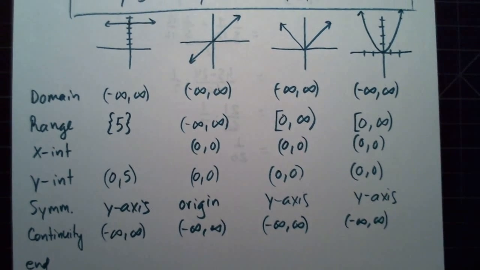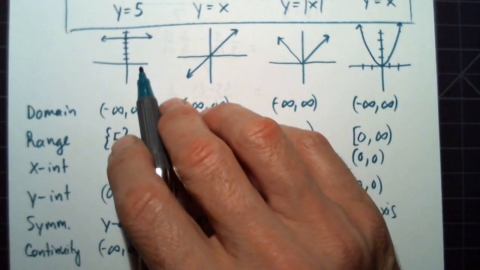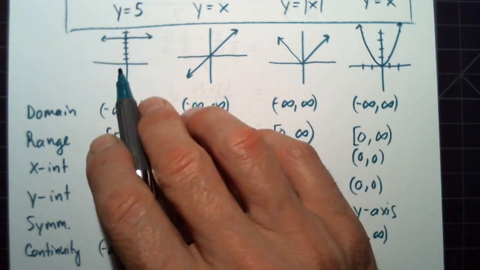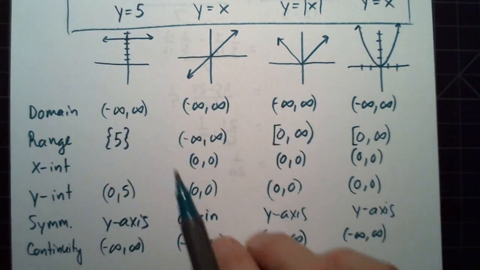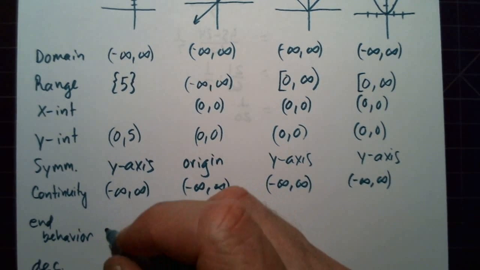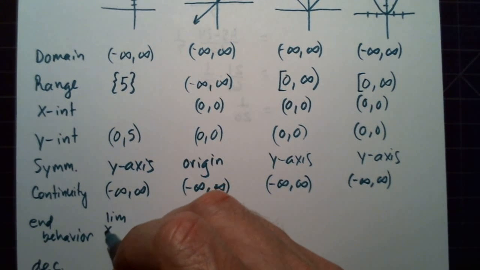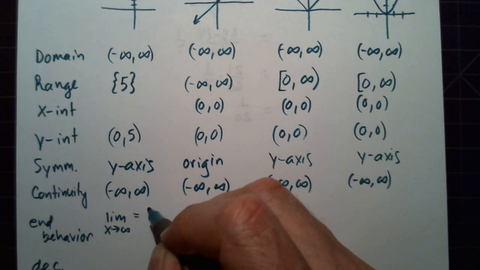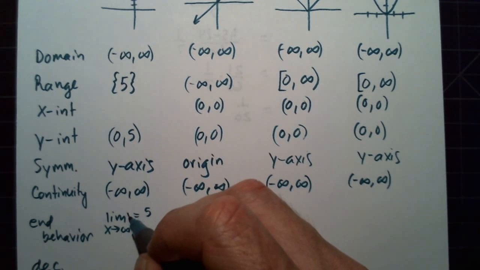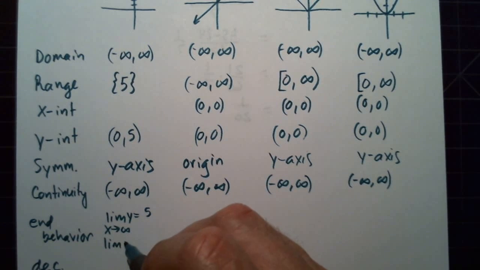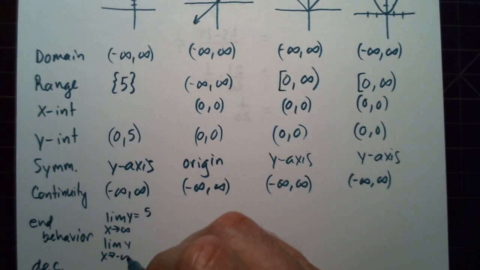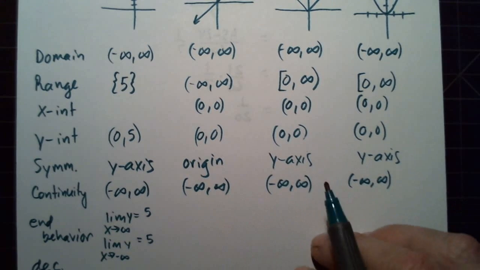And end behavior. So that's the limit as x goes to infinity is 5. The limit as x goes to negative infinity is also 5. That's the end behavior. The limit as x goes to infinity is 5. I'll just put a y there. The limit of y as x goes to negative infinity is also 5.